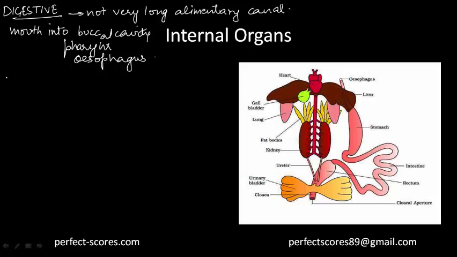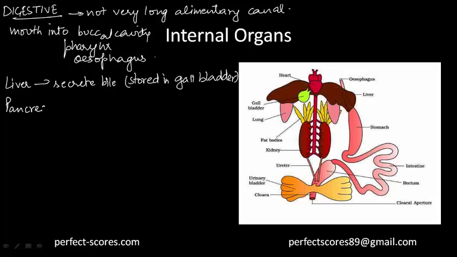Now the liver over here is very important. The function of the liver is to secrete bile that is stored in the gallbladder. So that is the function of the liver. Then you have the pancreas, which is a digestive gland, just like in humans. It secretes pancreatic juice that contains digestive enzymes. So that is the function.